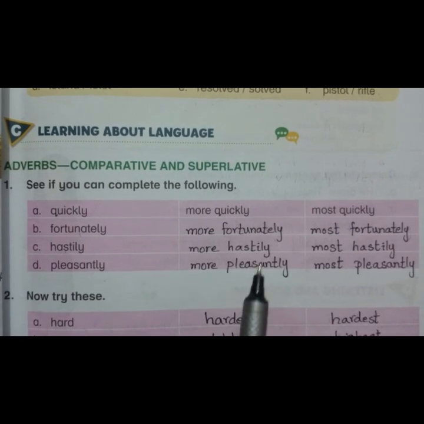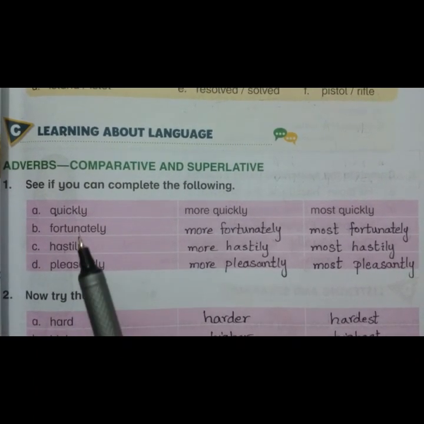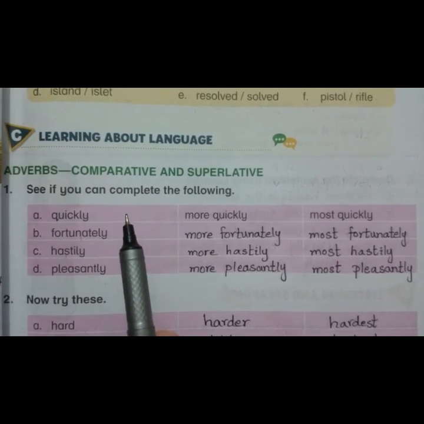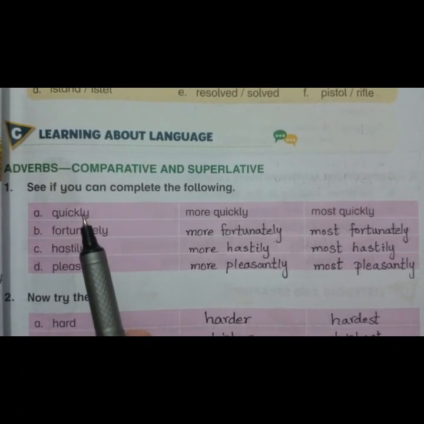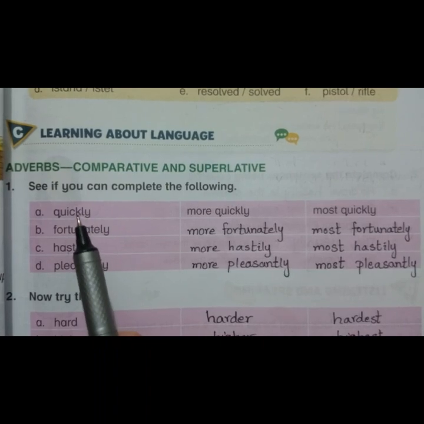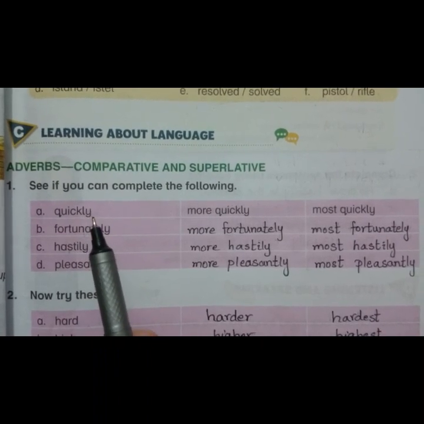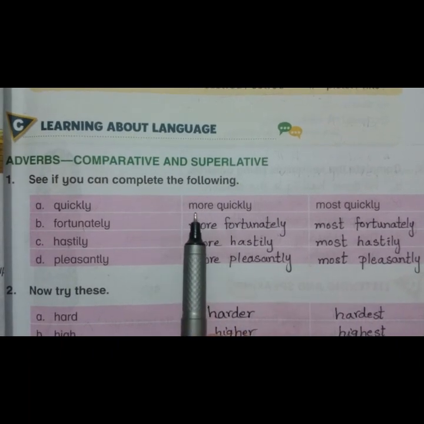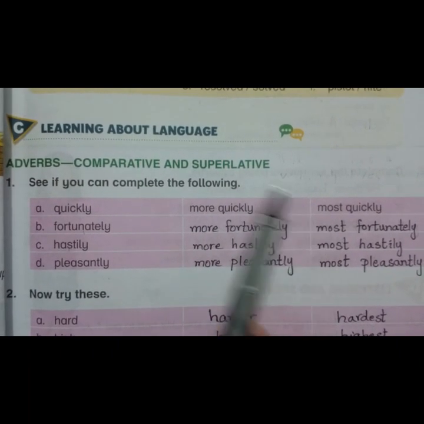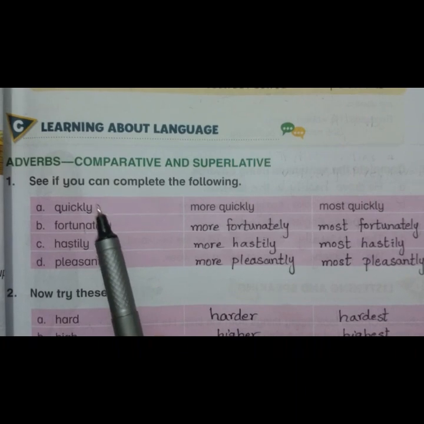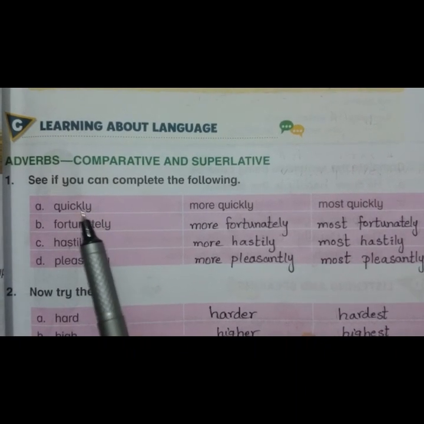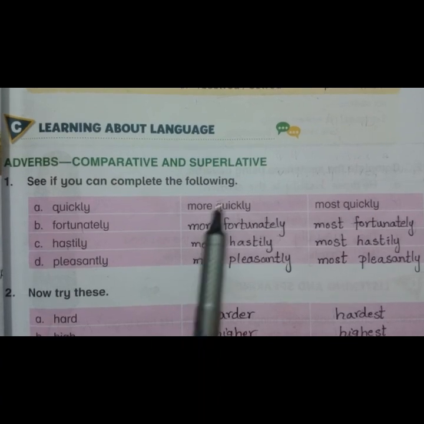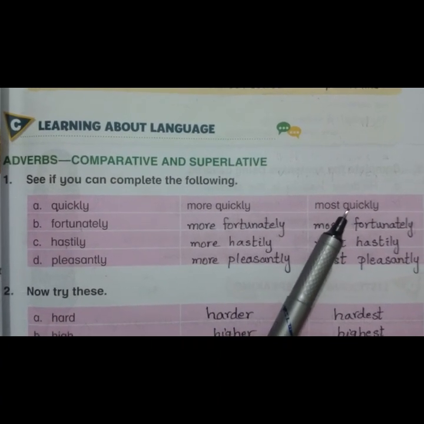Our first question is related to those adverbs that end with ly. So the first and foremost rule that we are going to remember is that those adverbs that end with ly, we will always change into their comparative and superlative degrees using more and most. Just like the first one, quickly. The adverb quickly ends with ly, so its comparative degree will be more quickly and superlative degree will be most quickly.